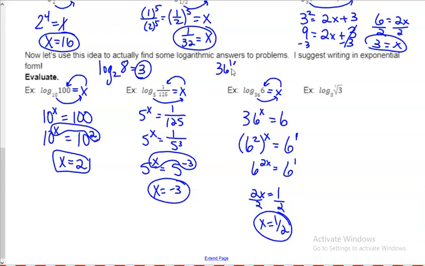36 to the 1/2 power, if you recall with fractional exponents, is the same as the square root of 36 to the first, which is the square root of 36, which is 6. So that jives out and that works out to give me the answer.